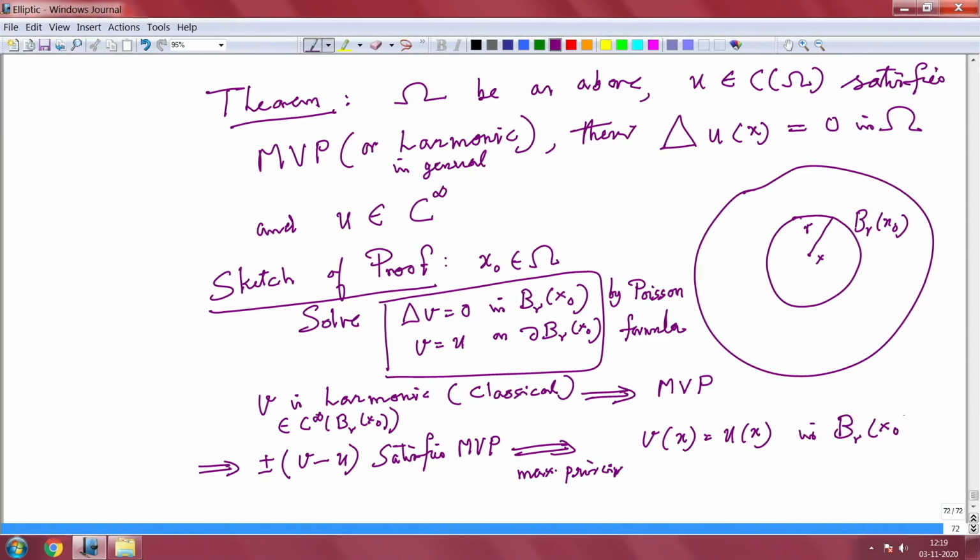That is the proof. Hence u is C infinity and satisfies the mean value property, so Laplacian of u of x equals 0. I think with this we will end this course on Laplacian. You will see more results on the wave equation and heat equation. This is very little as far as the Laplacian itself is concerned. We have not got into potential theory yet.